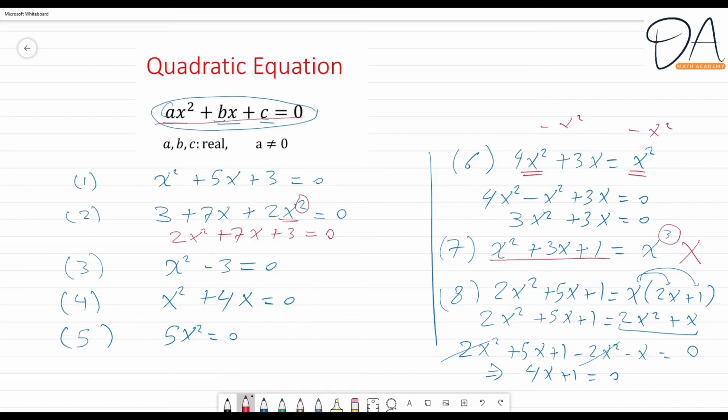So this one is actually not a quadratic equation. This is a linear equation. We don't see here the square term. The square term is missing. So this is not a quadratic equation. So these examples show you what is not a quadratic equation.